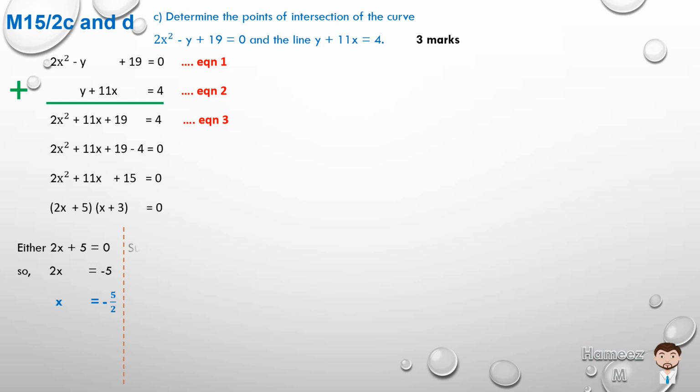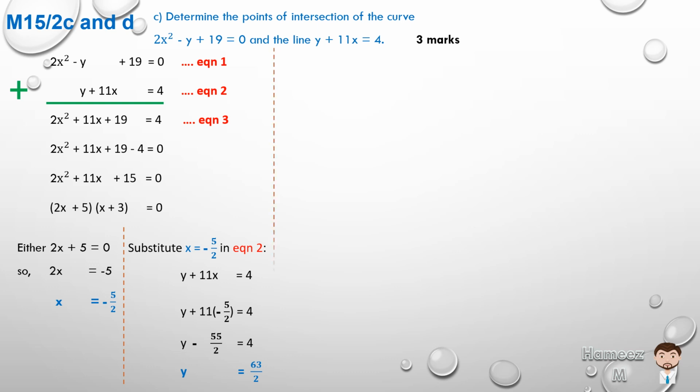And in a case like that, we can substitute x is equal to minus 5 on 2 into any one of the equations, equation 1, 2, or 3. Equation 2 looks the simplest. So let's do that. y plus 11x is equal to 4. So we can substitute. We're going to get y plus 11 by minus 5 on 2 is equal to 4. So y minus 55 on 2 is equal to 4. So y is equal to 63 on 2. So we actually have one pair of coordinates, which gives us one point of intersection.